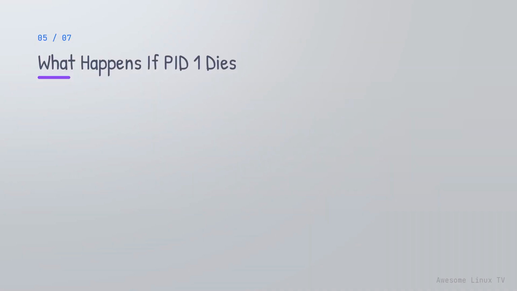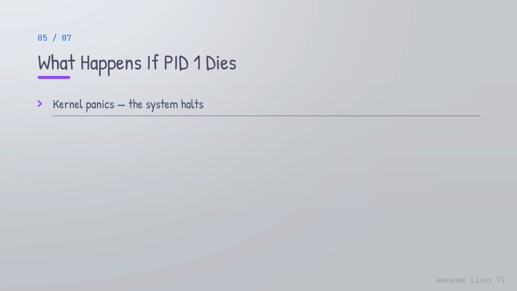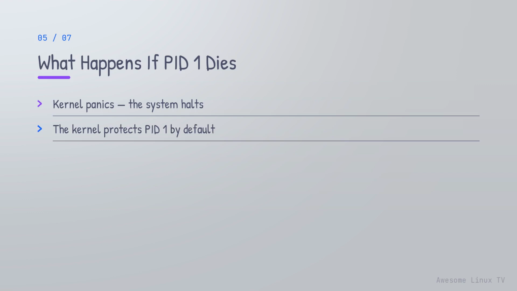If PID 1 crashes or exits, the kernel panics. The entire system halts. There's no recovery path. Without PID 1, there's no process to manage anything, no one to reap orphans, no way to shut down cleanly. That's why the kernel goes out of its way to protect it. Signals like SIGKILL from a non-root process won't touch it.